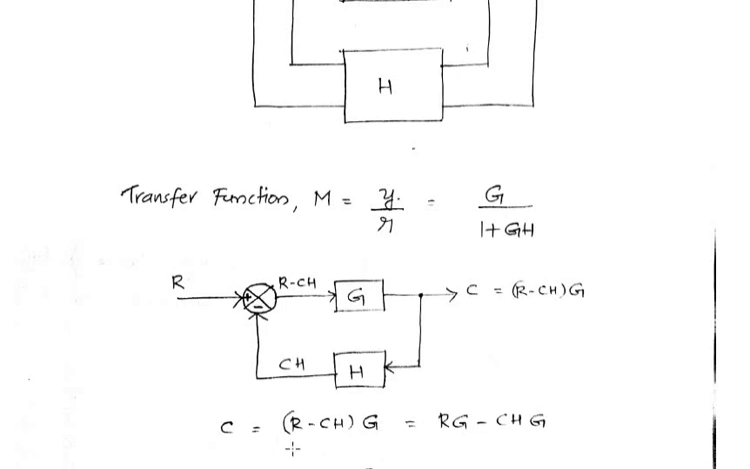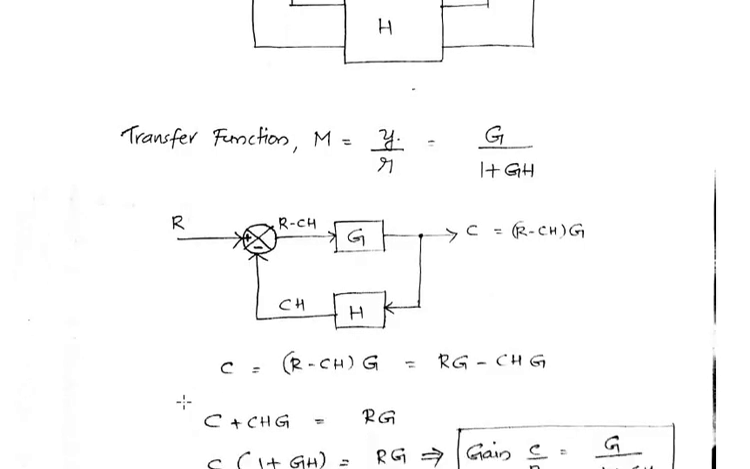So we are multiplying with this G: RG minus CHG. So we have C is equal to RG minus CHG. Now we are bringing the C terms together. So we have C plus CHG is equal to RG. C is common here, so we are taking C outside.